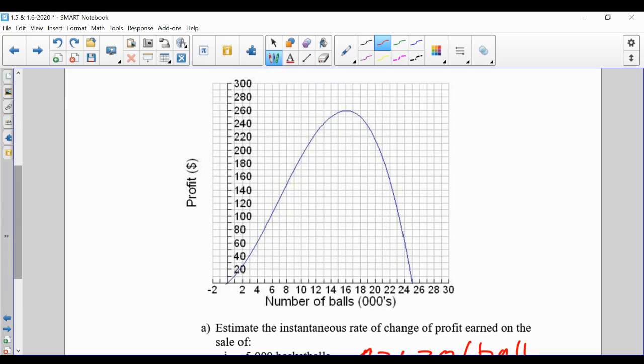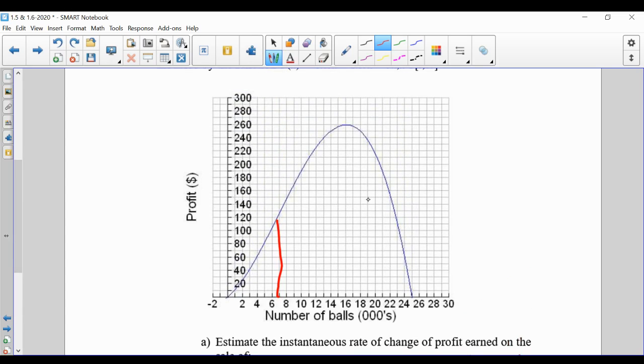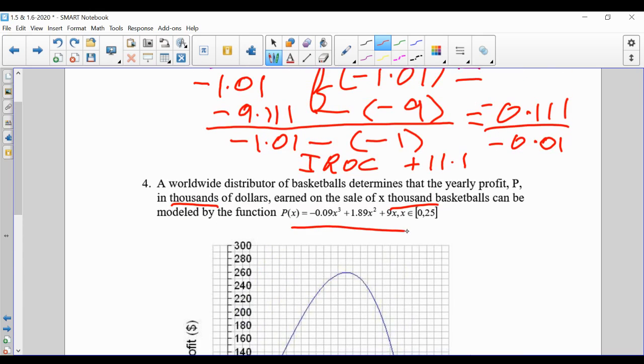Now, does that sound about right? Let's look at the graph and see. Well, for one thing, at the 5,000 ball mark, which is right here, the graph is going up. So that would make sense, right? We would expect it to be positive. So on each ball you're making $21.20. That's the profit you're making on each ball. Now, what about when you're at the 18,000 mark? That's somewhere over here. Remember, this graph is a graph of this equation, so it's exactly what this equation would suggest.